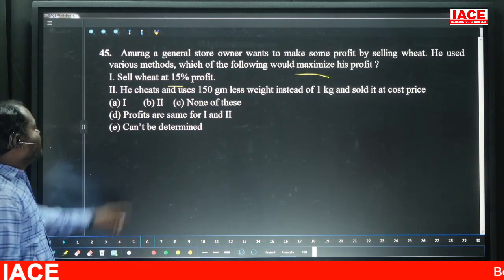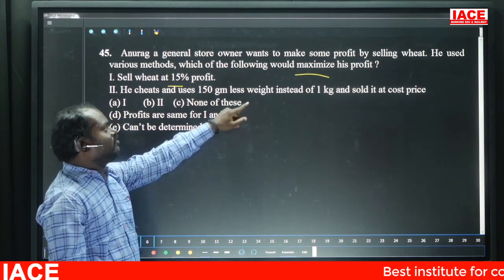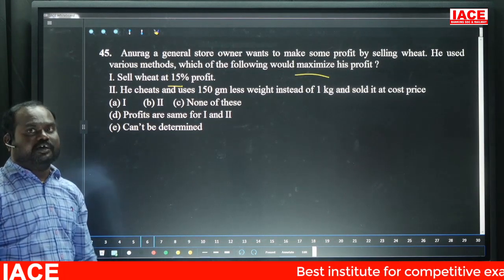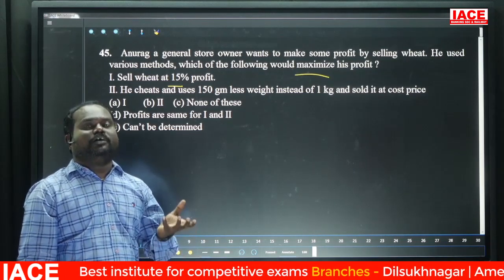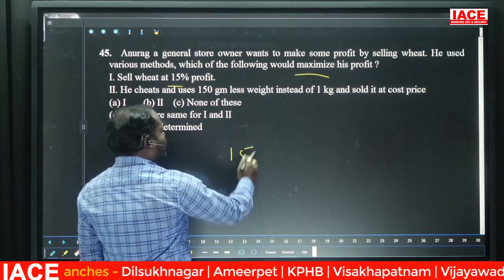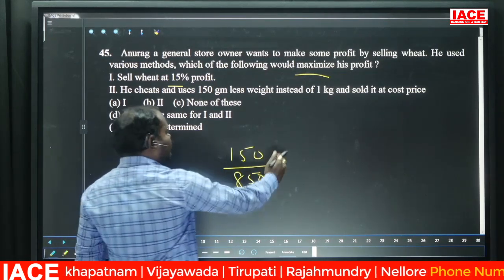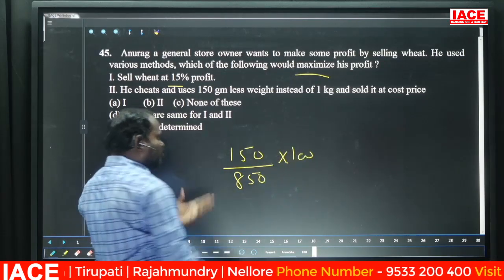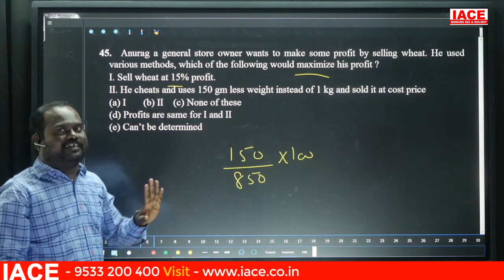Second one, he cheats and uses 150 grams less weight instead of 1 kg. So he was selling at cost price only, but giving 150 grams less. In that case, what is the profit percent? So 150 grams profit out of 850, because the false weight he was using is only 850. Just check whether this value is more than 15% or not. No need to do the exact calculation.